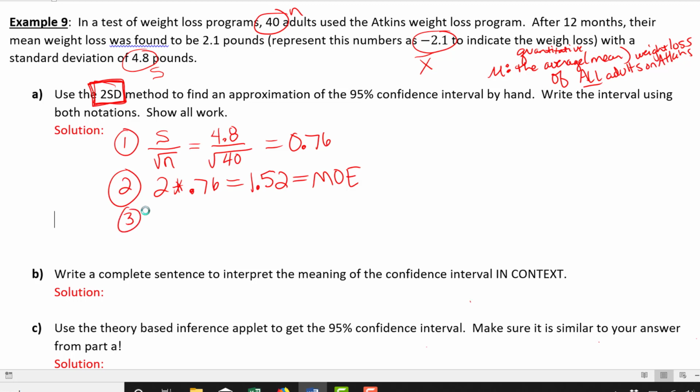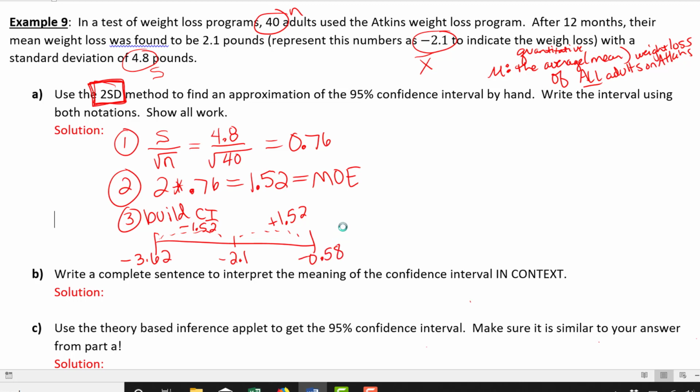And step 3, we build the confidence interval. In the center of the confidence interval is always the observed sample statistic. Our observed sample statistic is negative 2.1, 2.1 pounds of weight loss on average. We then add the margin of error to that, 1.52, and we subtract the margin of error from that, the 1.52, to find the upper and lower ends of the confidence interval. Getting negative 3.62 and negative 0.58 as the upper and lower ends.